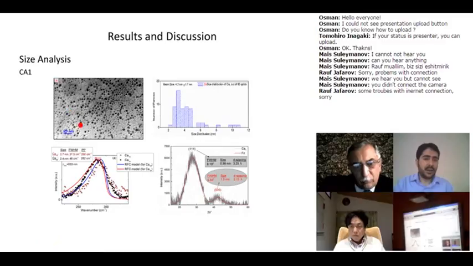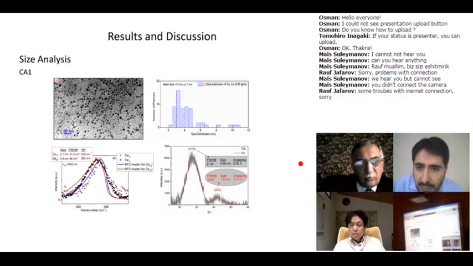In the second method, I also took TEM images of my particles. In this case, the particle size is around four.